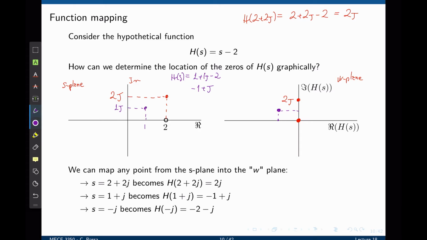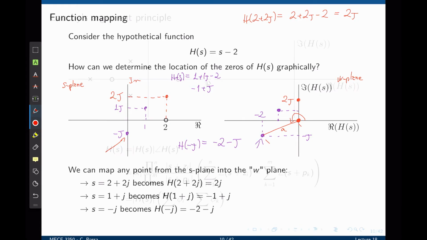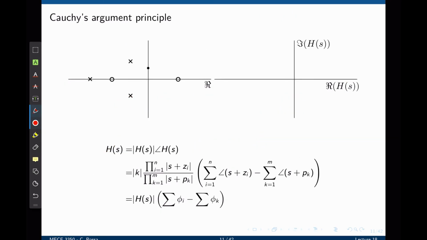Finally, we have s equals negative j. h of negative j equals negative 2 minus j, around here. Based on the concept of phase and magnitude, we now know that this angle is the angle of the transfer function when this input frequency is given to it, and this distance a is the magnitude of the transfer function at that specific frequency. This concept is better explained using Cauchy's argument principle. Consider this transfer function with 3 poles and 2 zeros, as shown here.